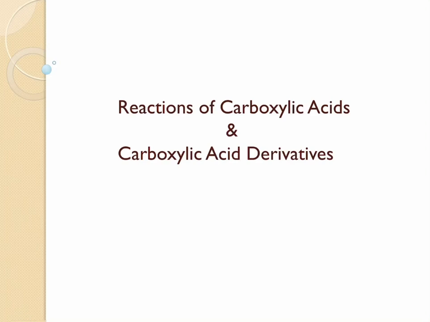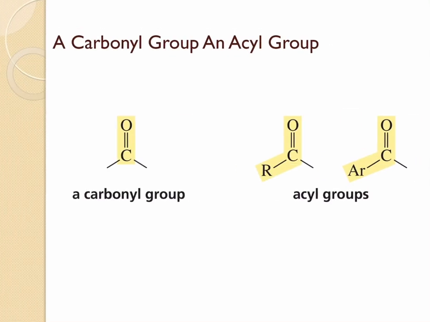This chapter is on the reactions of carboxylic acids and its derivatives. Carboxylic acids and its derivatives have got an important functional group called the carbonyl group. The compounds that contain this carbonyl group are said to be carbonyl compounds, and they are found abundantly in nature, and many of them play important roles in biological processes.